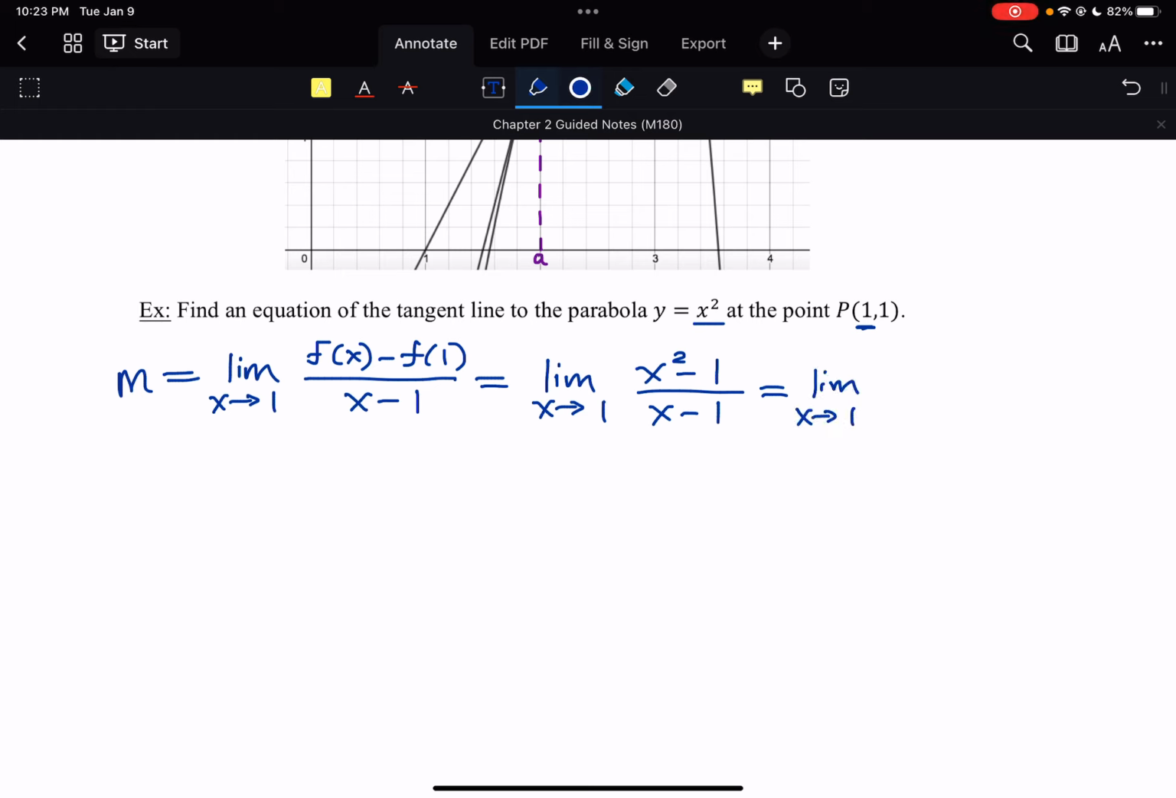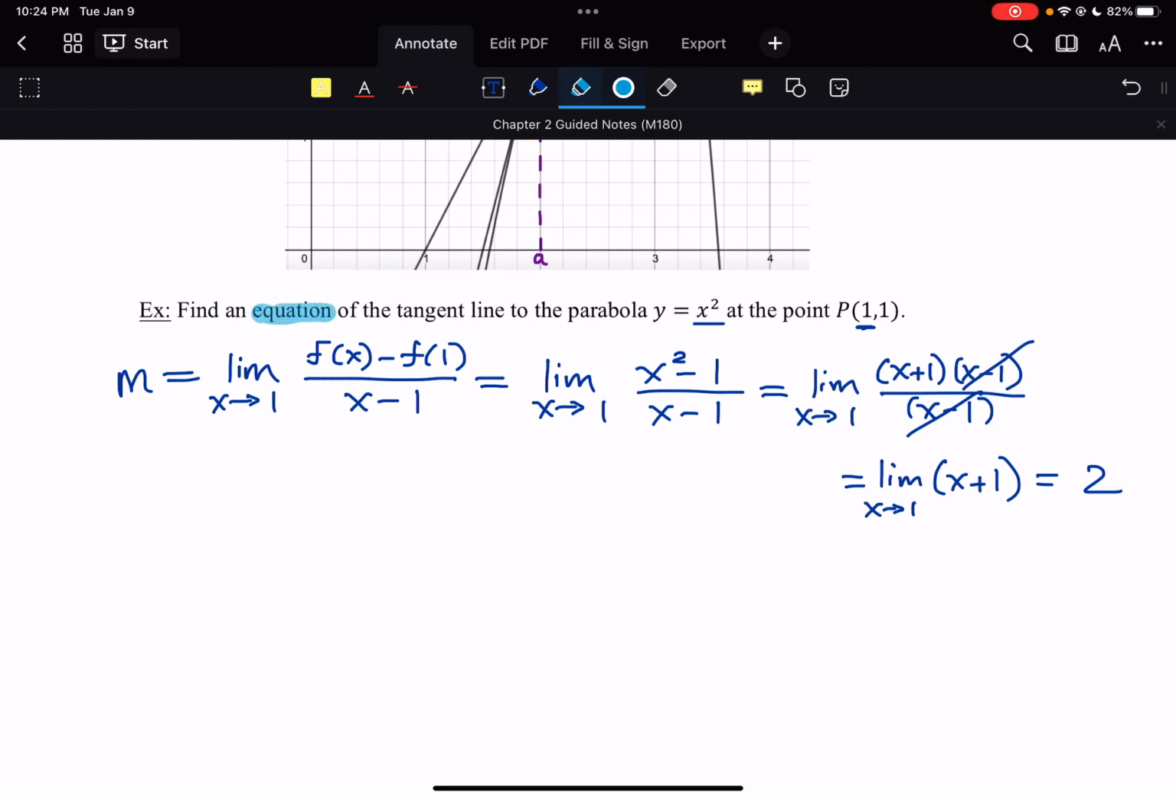So we take the limit. Notice this numerator is factorable, so we get x plus 1 times x minus 1 over x minus 1. We get that cancellation, which gives us the limit as x approaches 1 of x plus 1, which of course is 1 plus 1, 2. That is the slope of the tangent line, but be very careful when you're reading these questions.